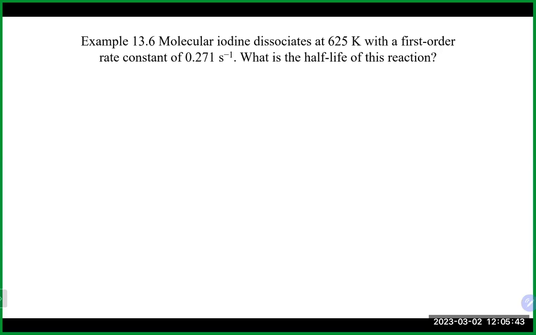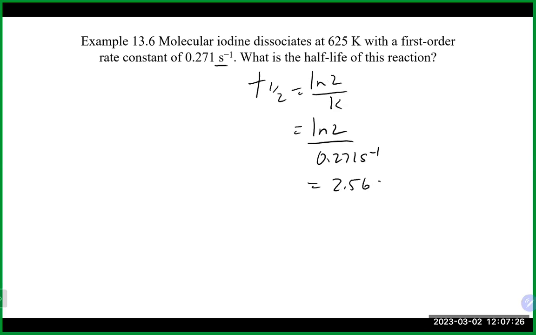All right, so molecular iodine dissociates at 625 with a first order rate constant of 0.271. What is the half-life of this reaction? Okay, so once again, this is definitely first order because it told you, and also we have the units. So we want to make sure we use the first order half-life equation, which is this one here. In this case, we could just plug in our rate constant of 0.271 reciprocal seconds. And when you do that, you will end up with about 2.56 seconds, I believe.